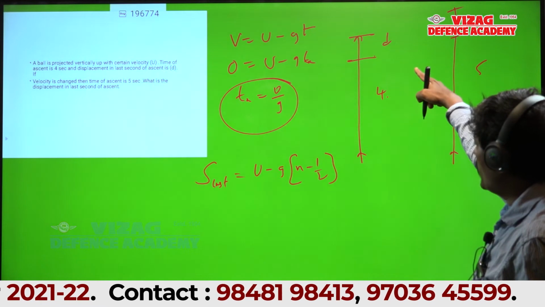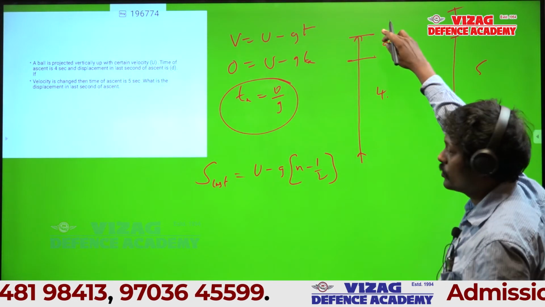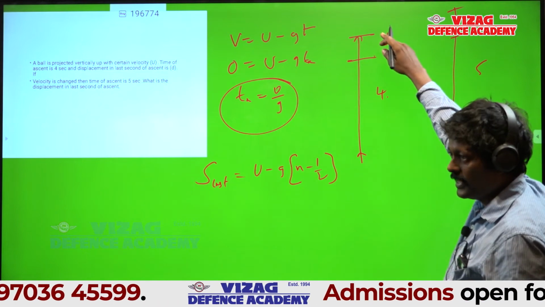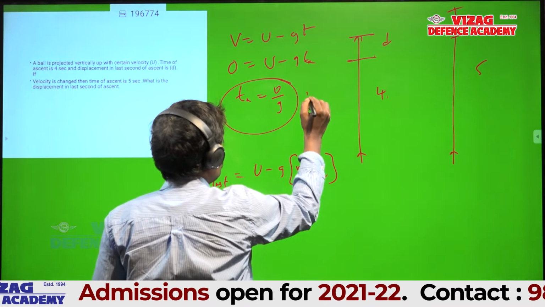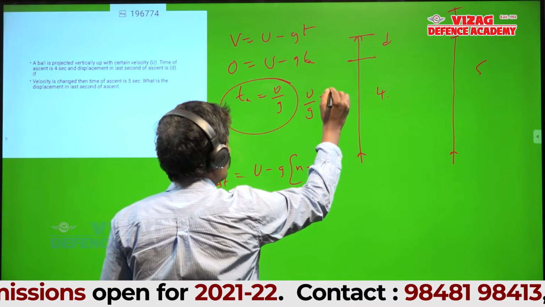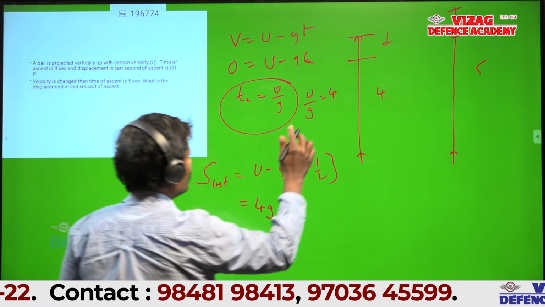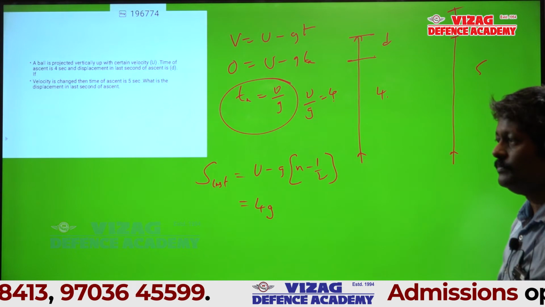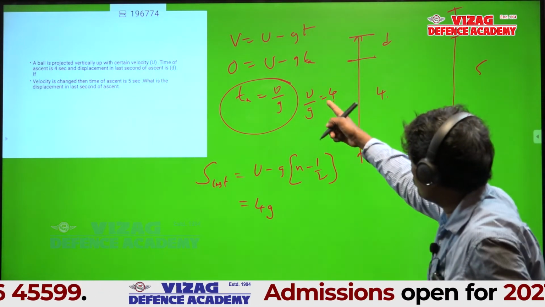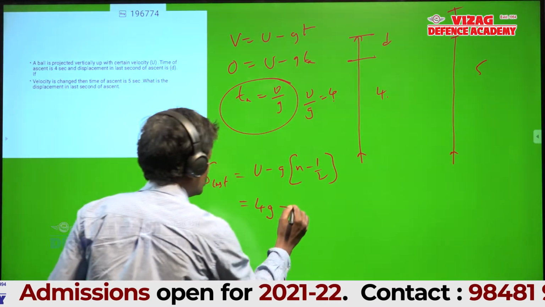Can anyone tell me what the last second is? Fourth second or not? Yes sir, fourth second. n is 4. But u by g is 4, so u is 4g. You agree? u by g is 4. Total time of ascent is 4. So u is how much? Cross multiply, 4g.